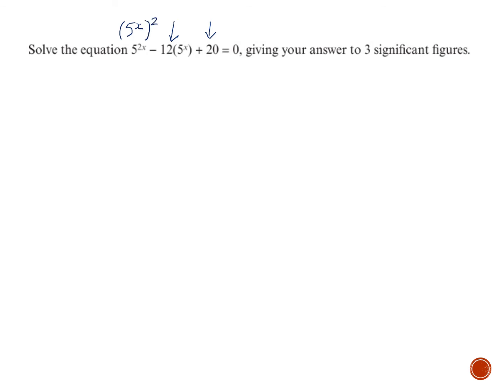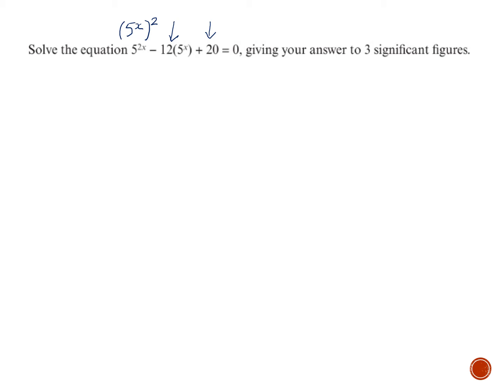So if I have a look at the form of that equation, it's actually a quadratic equation because it's got something squared minus 12 times the something and then plus 20 equals 0. So you have to be able to spot that this is actually something that's called a hidden quadratic. So it's a quadratic equation, but it's not just a quadratic equation in x, it's a hidden quadratic.